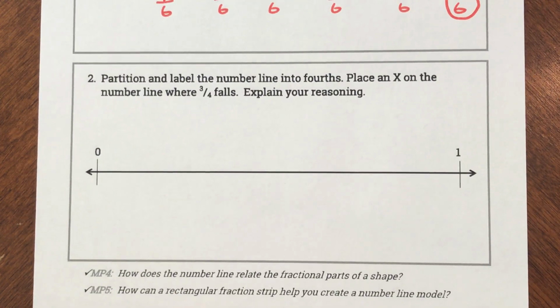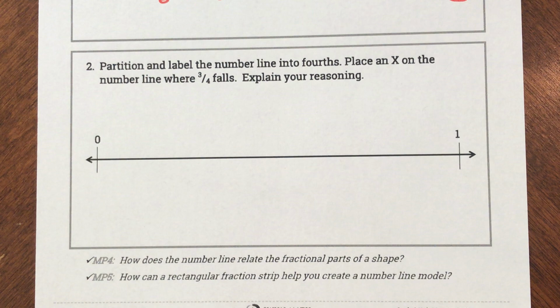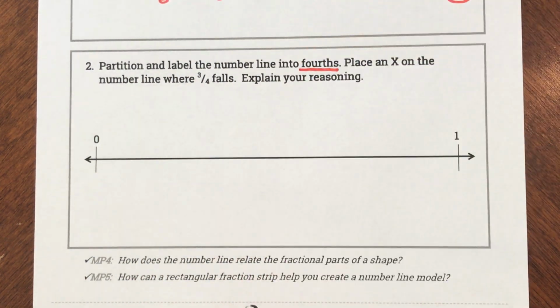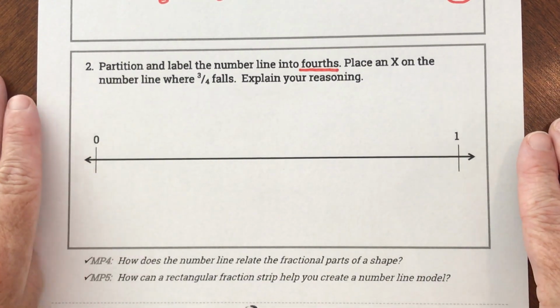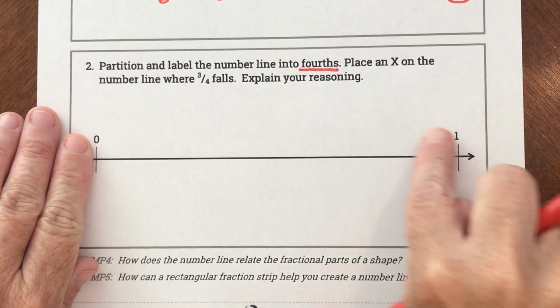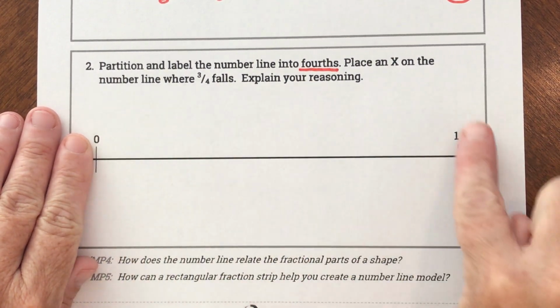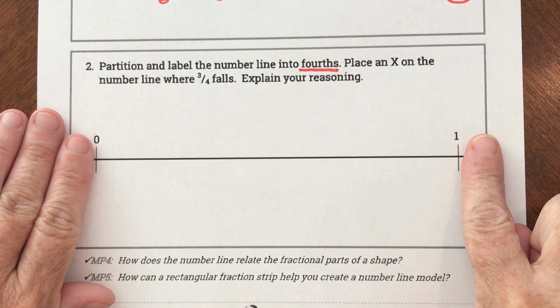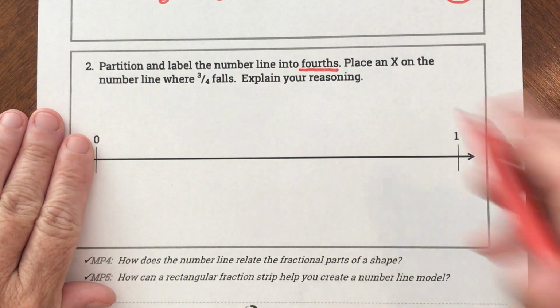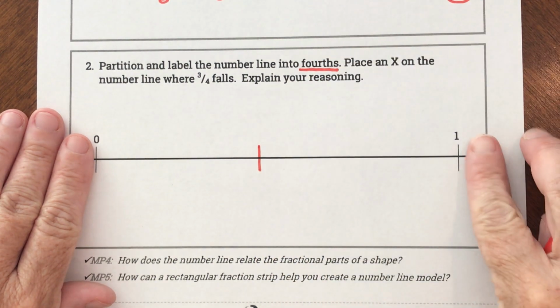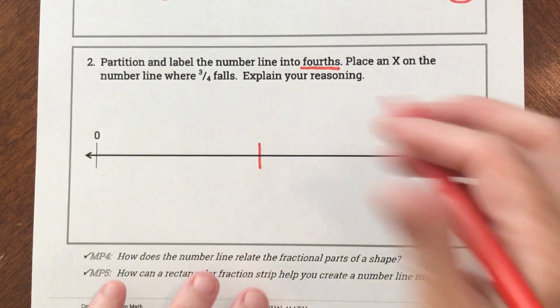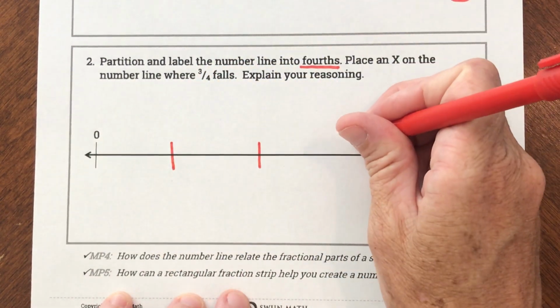Here's my next one. It says, partition and label the number line into fourths. So they want it into 4 pieces. Okay, so again, instead of a circle or a rectangle, I have one whole number line. 0 to 1, it means 1. And fourths means I need to cut it into 4 parts. Partition it into 4 parts. So I'm going to start with half, which means I need 2 here and 2 here, which does not mean I need 2 interval lines.